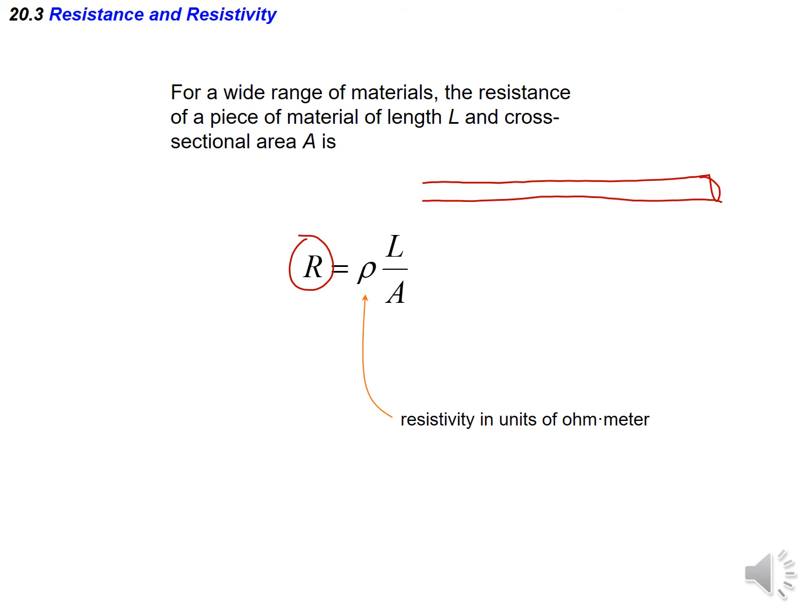Here again, R is the resistance in the conductor or in the wire, and then we have rho, which is also the symbol we use for density. But in this case, this is not density, but this is the resistivity. So the unit is ohm meter. The L here is the length of the wire. So if this is the wire, the length is this one.